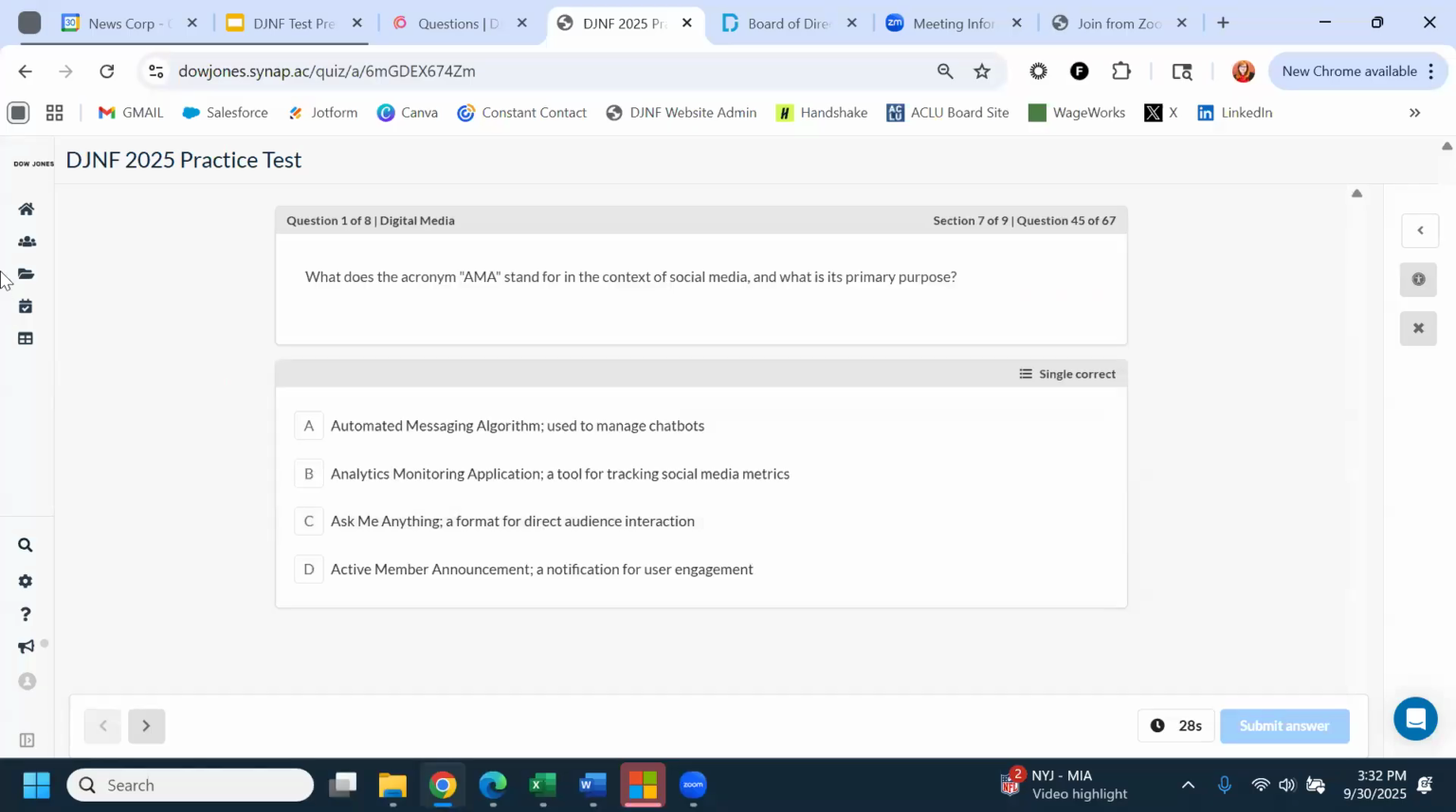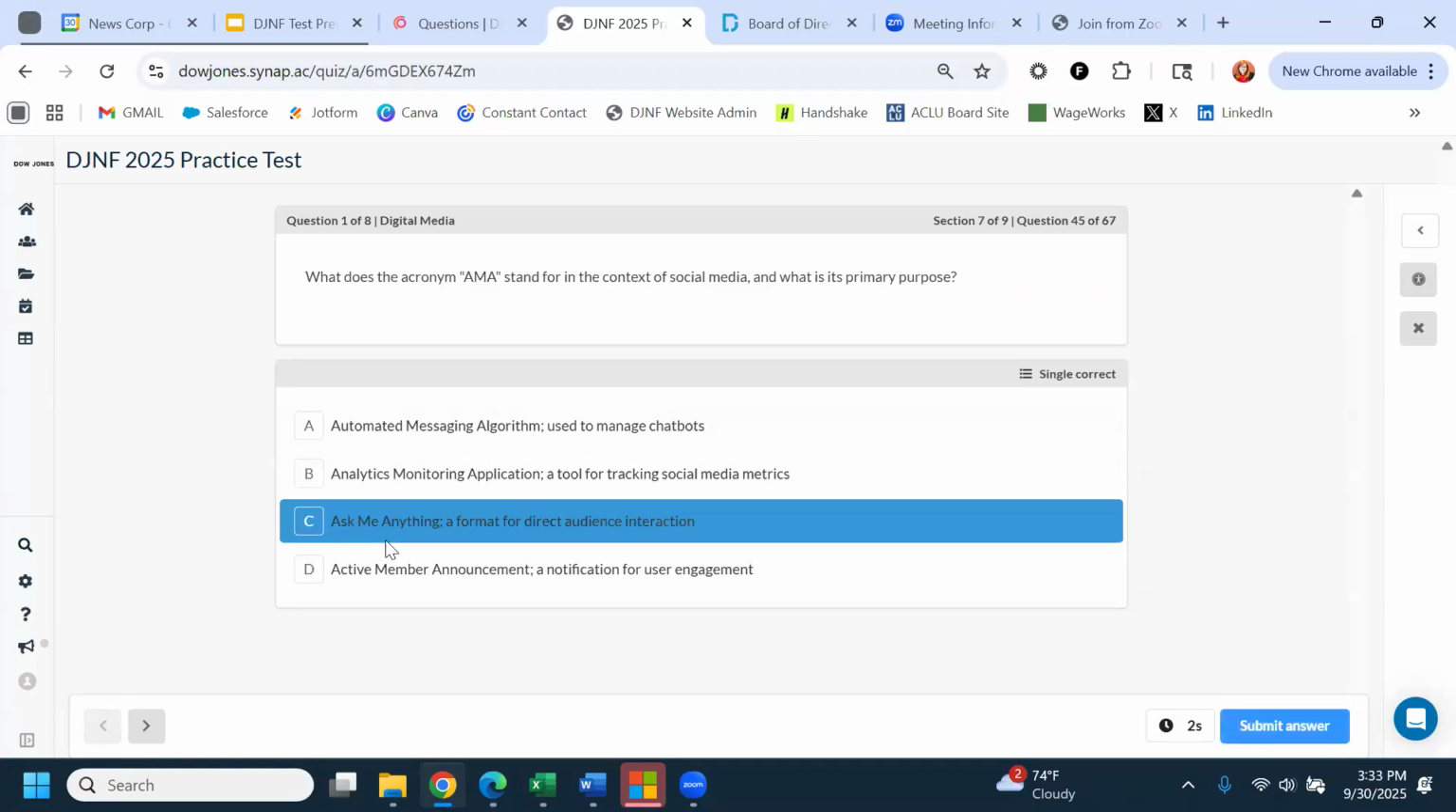Okay, so these are digital media. So these are testing your knowledge of terms that we use sort of in the digital space on the internet and social media, web, on websites. All that is fair game in this section. Anyone want to venture a guess before timer? Ask me anything is what AMA stands for.